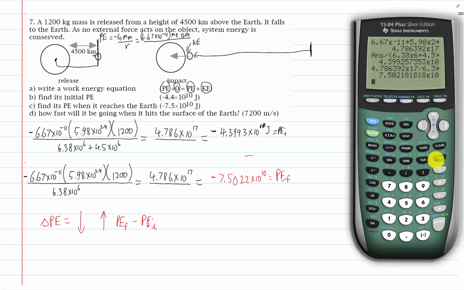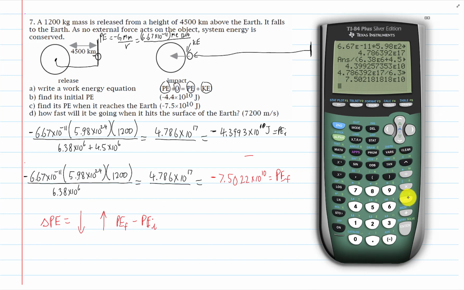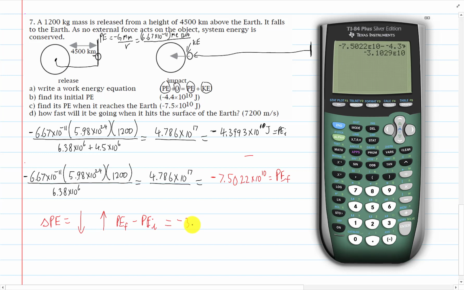So how do I do that here? Let's just get this in here. I'll type this in. Negative, whoops, clear. Negative 7.5022 e to the 10th, subtract a negative 4.3993 e to the 10th is just going to equal negative 3.1029 times 10 to the 10th. So that's the change in potential energy. So that means the kinetic energy final has to be positive 3.1029 times 10 to the 10th.